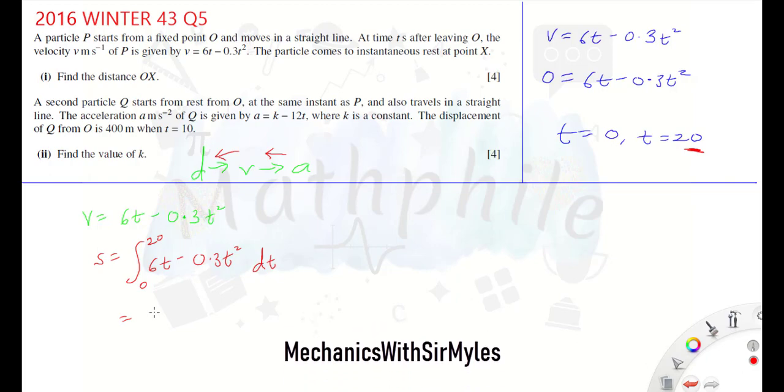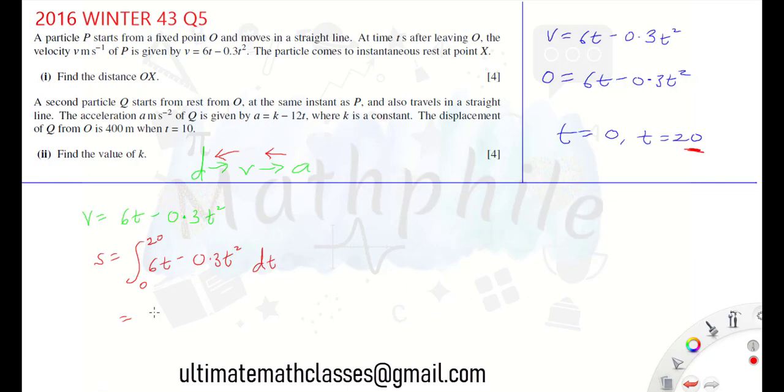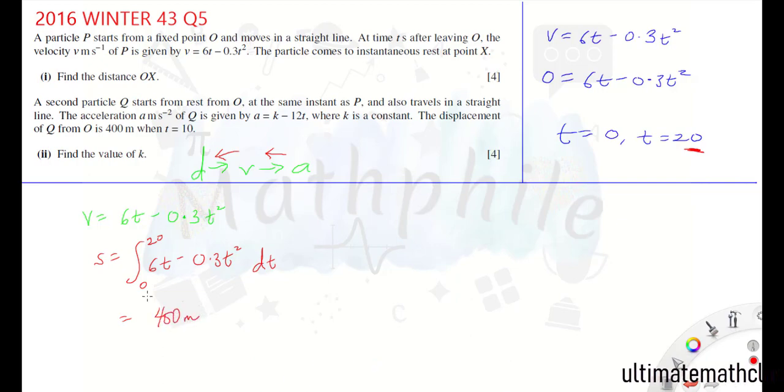And do you know how to use a calculator for this? You are not supposed to use a calculator for this, but I just want us to move faster. I've already solved it. What did you get for an answer? 400 meters. And that is correct.